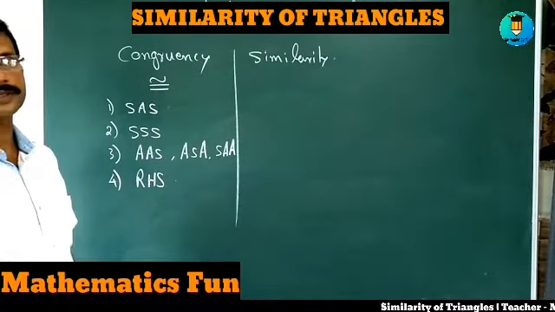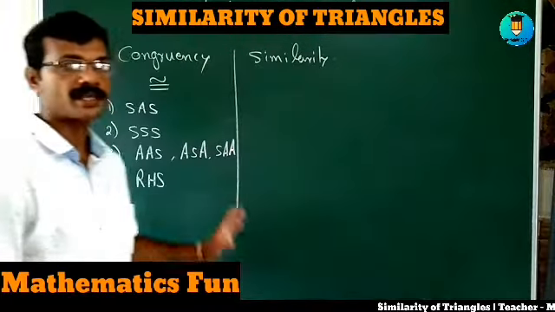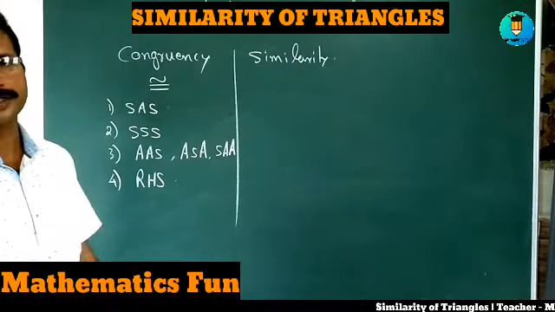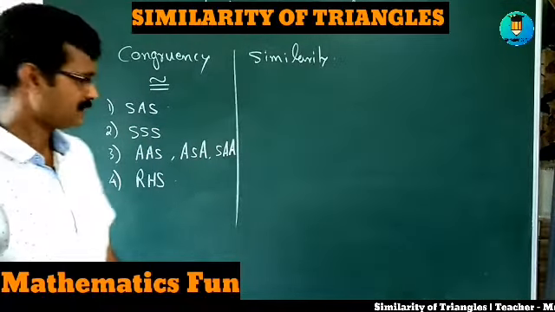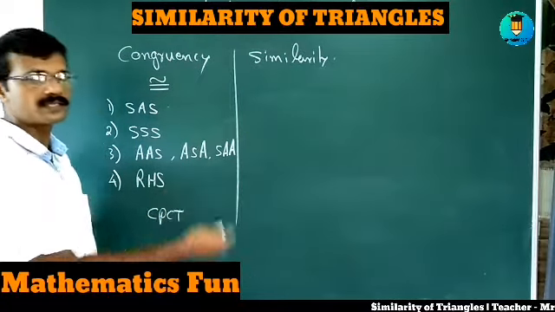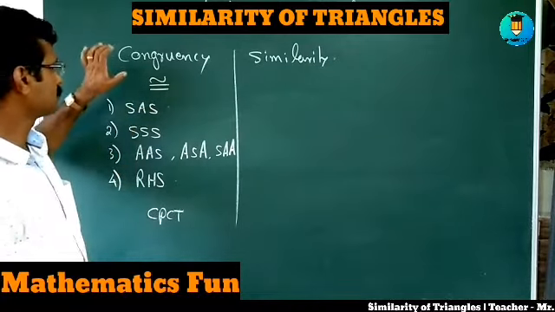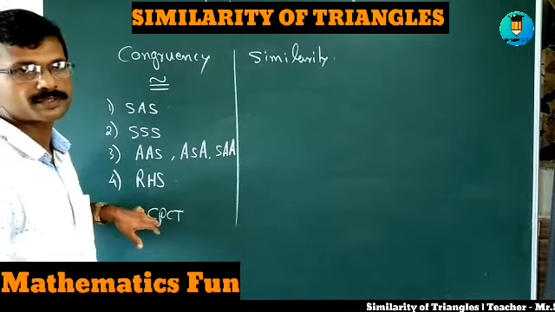In case two triangles are congruent, we make the conclusion that their corresponding parts are equal. We usually write CPCT or CPCTC, corresponding parts of congruent triangles. So this is the thing we studied in congruency.